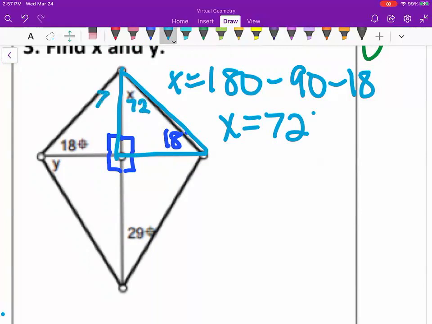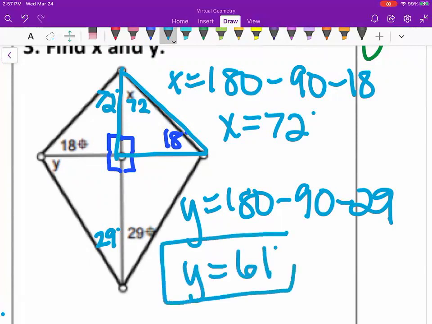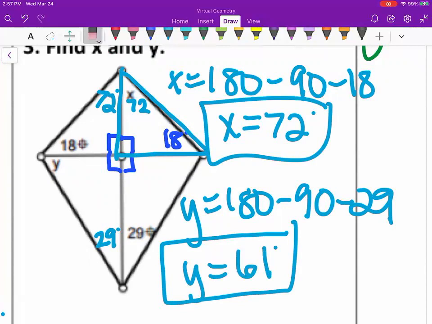And if I have 72 on one side, I also have it at the other. And we can do the same thing at the very bottom of this triangle, because if I have 29 on one side, I also get 29 degrees on the other. And now I can repeat the process we did for X. My Y is supposed to be 180 from the total triangle minus 90 minus 29. So that means Y is 61 degrees. And now we have them both. All right, a couple more.